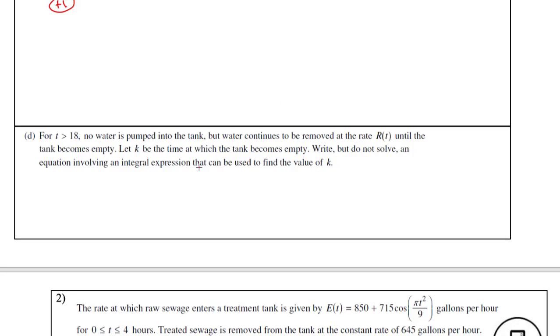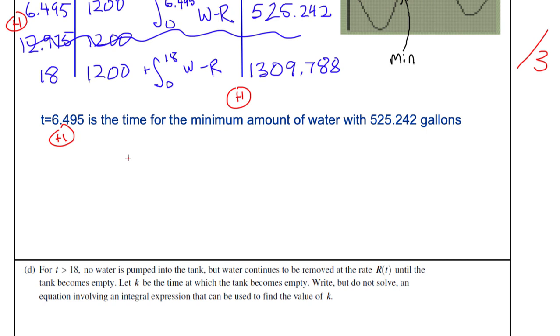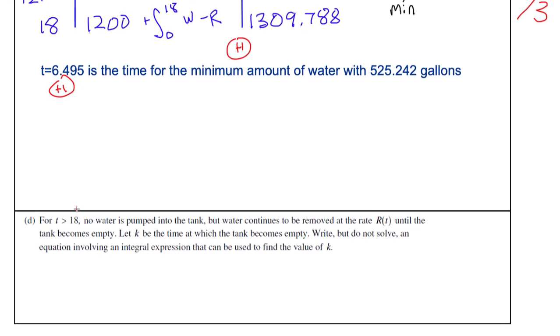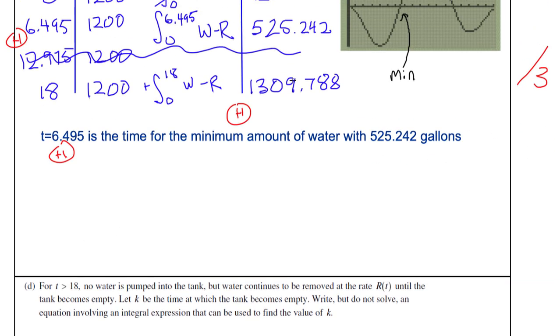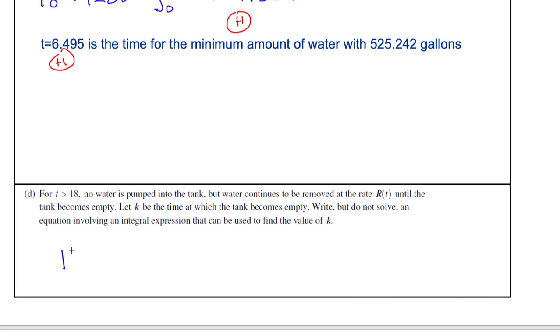So we're looking for when the tank is going to become empty. We're starting at 18, so we need to start with 1,309 gallons. That's how much we had at time t equals 18. You can either enter it as this function right here, which represents 1,309.788, or you can just write down 1,309.788. I'm going to do that. That was my start amount.